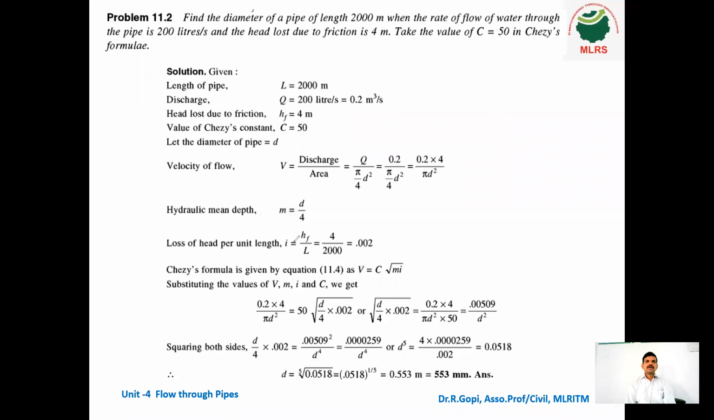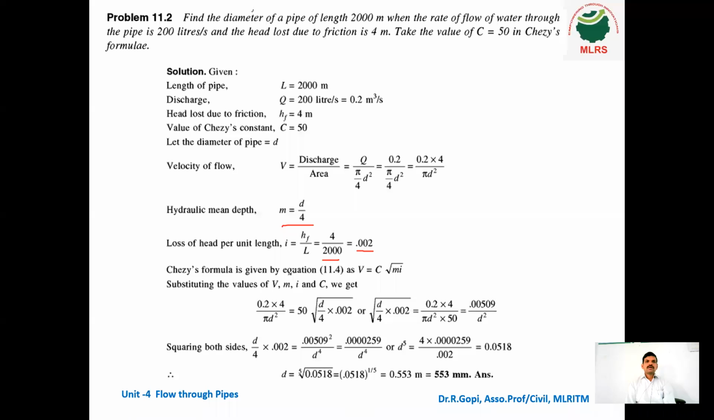Next, hydraulic mean depth M is equal to D by 4. Here also D is the unknown value, keep it as it is. Next, loss of head per unit length, the I value. What is the I formula? HF divided by L. HF is 4 meter divided by length of the pipe 2000, because we need only per meter length. So 4 divided by 2000, we get 0.002.